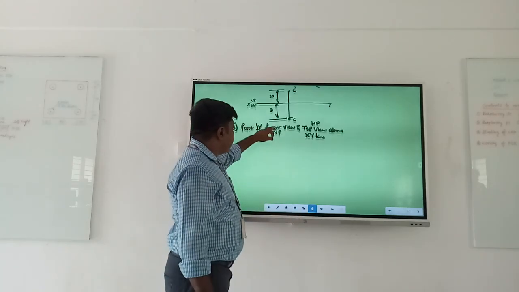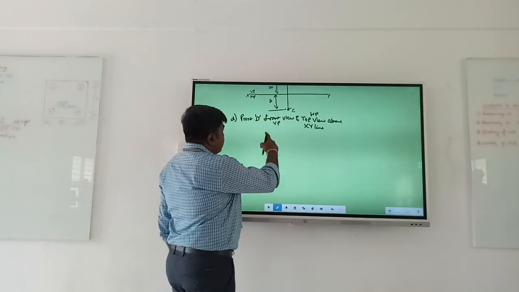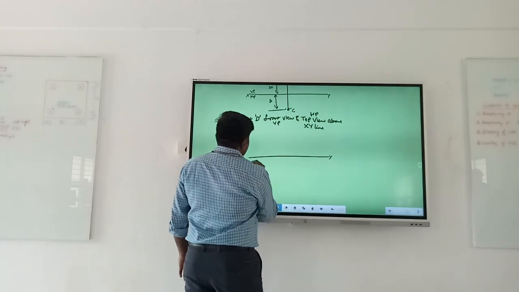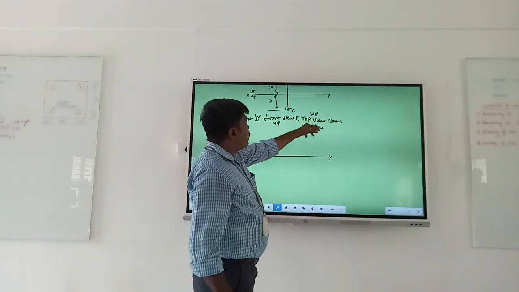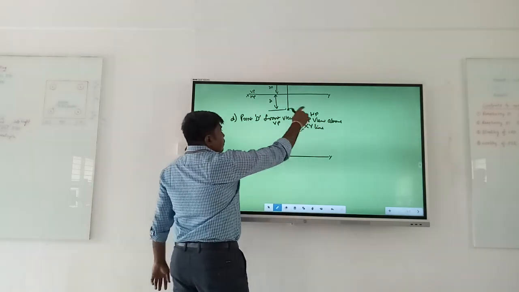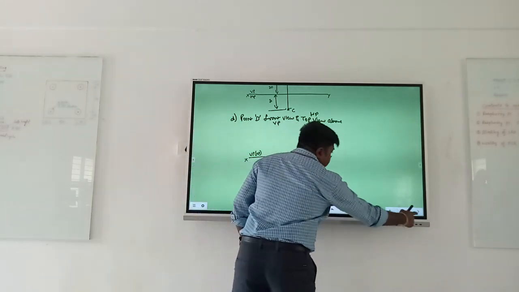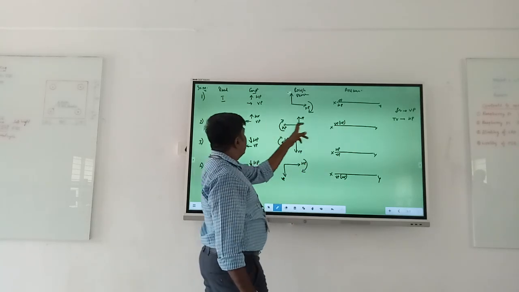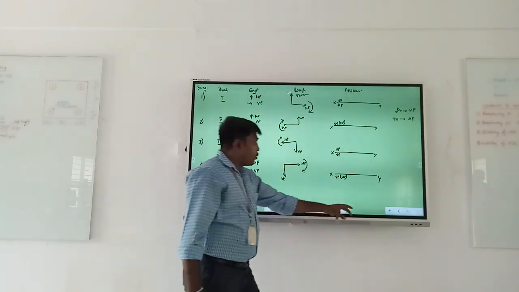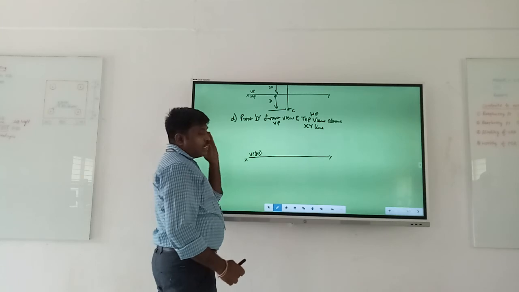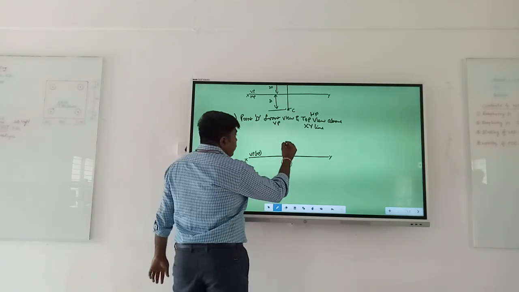Same way, the last one, the point D. He says front view and top view both are above XY. That is to say VP and HP both are above the line. In which quadrant do you have VP and HP both above the line? It is in the second quadrant. So here you should understand this problem is related to second quadrant.